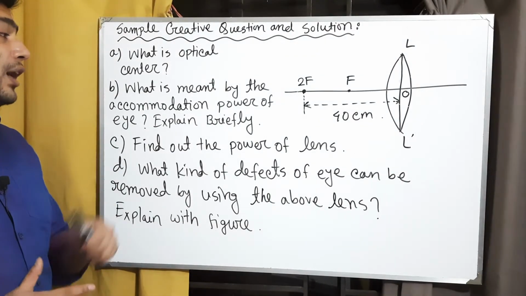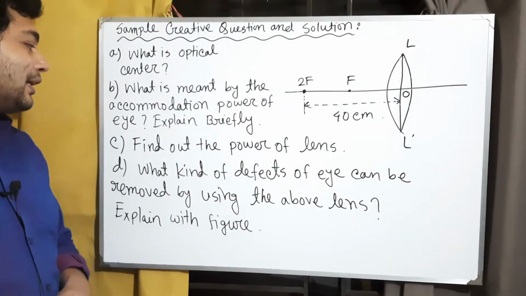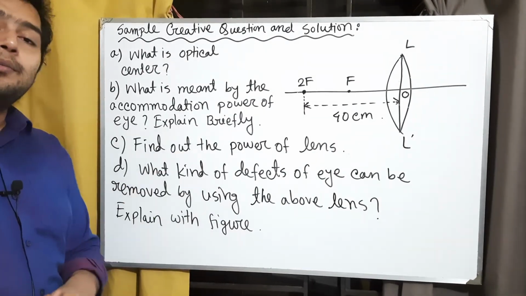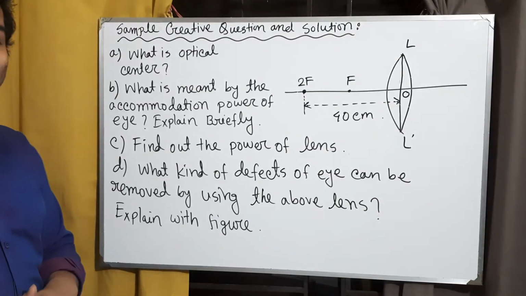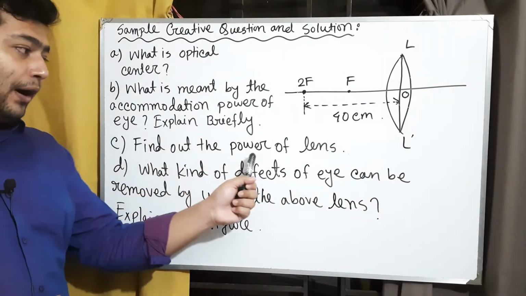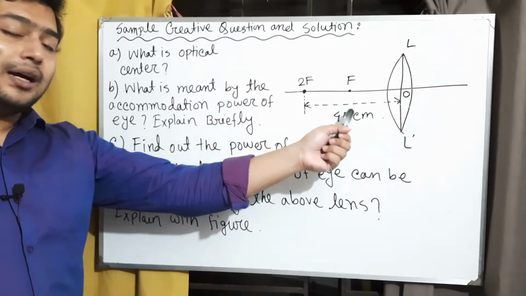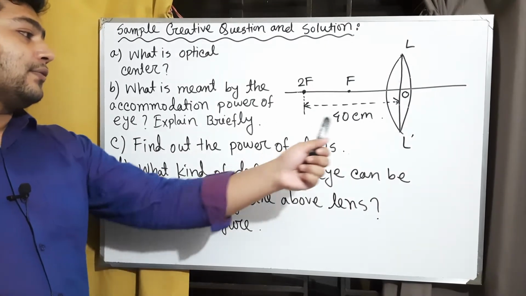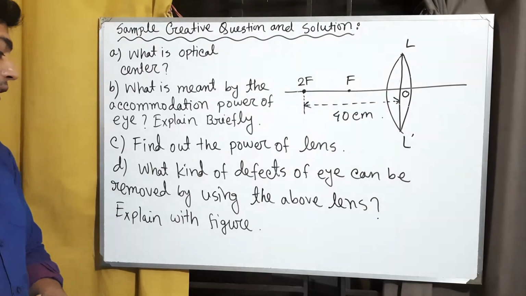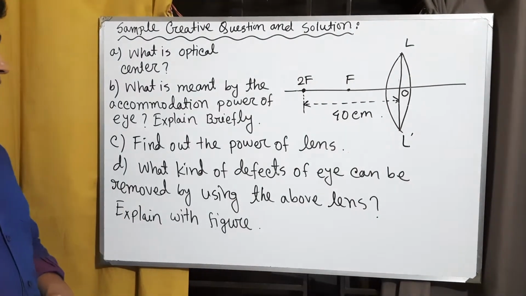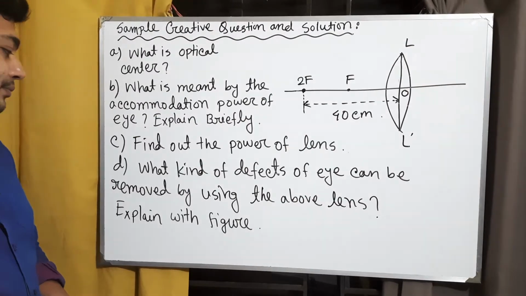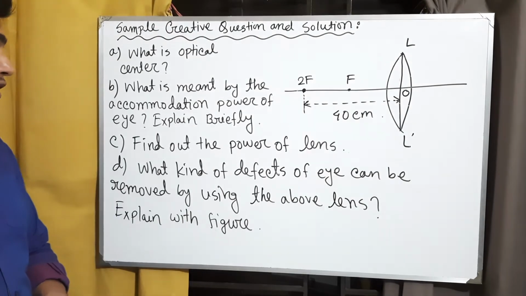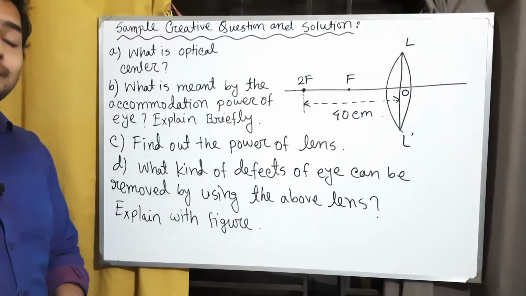Question B, what is meant by the accommodation power of eye? Explain briefly. Question C is, find out the power of the lens given in the stem. And the last question, question D is, what kind of defects of eye can be removed by using the above lens?